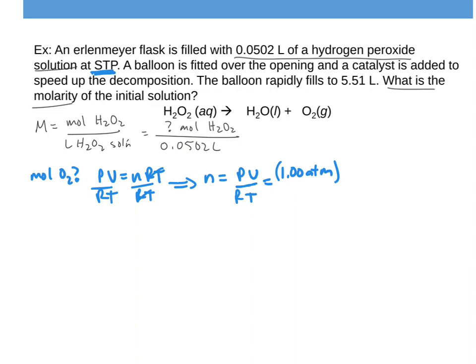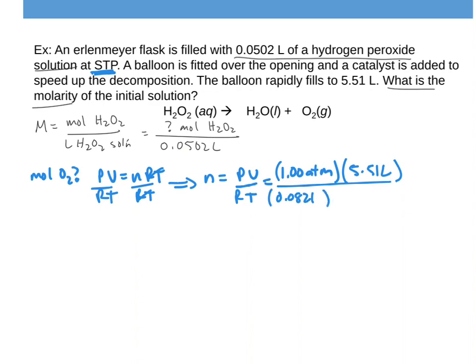But balloons are stretchy, so the inside pressure always matches the outside pressure. Anyways, 1 atmosphere. We're at STP. I see that the volume filled to 5.51 liters, so I've just popped that in. For R, again, I like this R, so I'm going to pick this one, because that's just the easiest one to do.